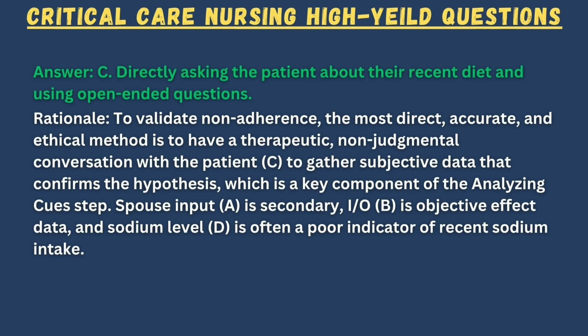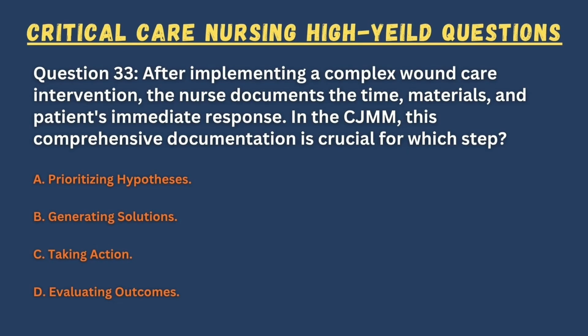Rationale. To validate non-adherence, the most direct, accurate, and ethical method is to have a therapeutic, non-judgmental conversation with the patient, C, to gather subjective data that confirms the hypothesis, which is a key component of the analyzing cues step. Spouse input, A, is secondary, I and O, B, is objective effect data, and sodium level, D, is often a poor indicator of recent sodium intake.